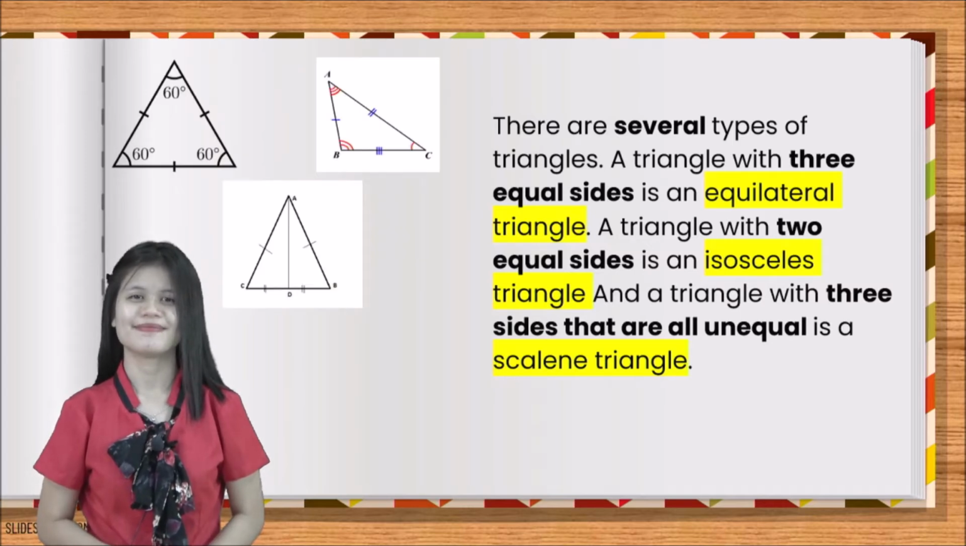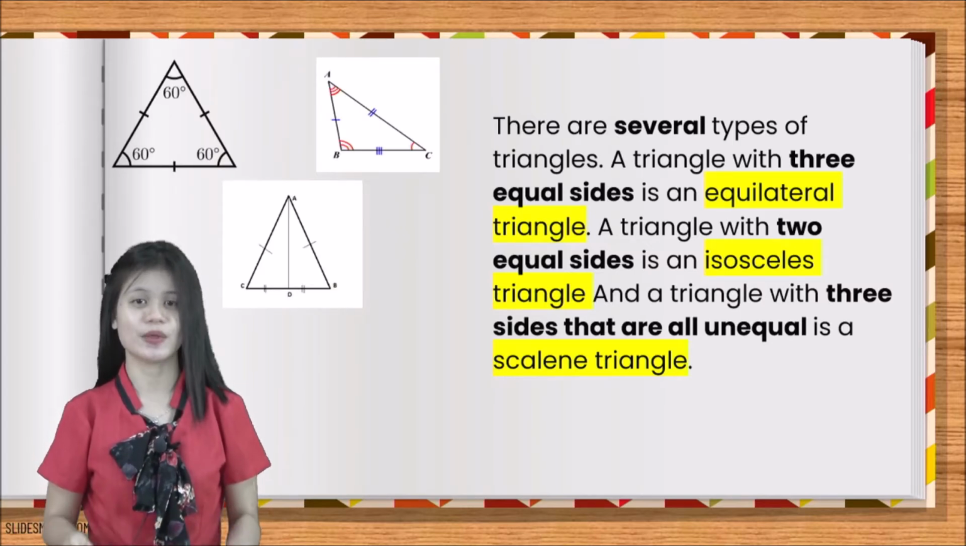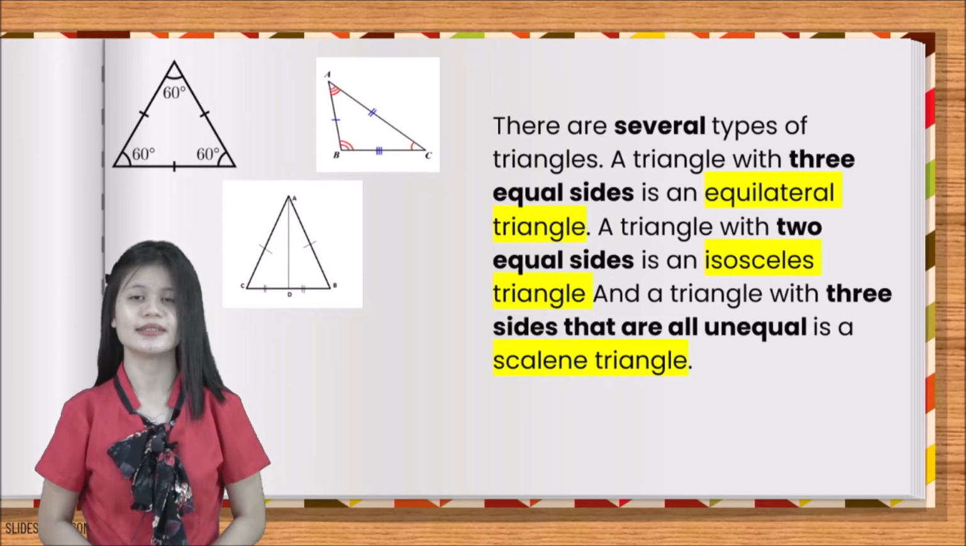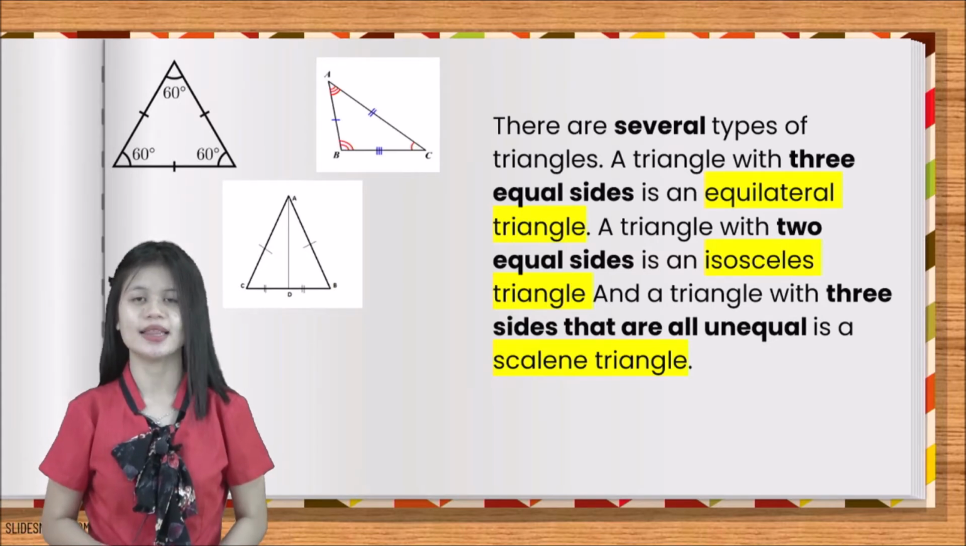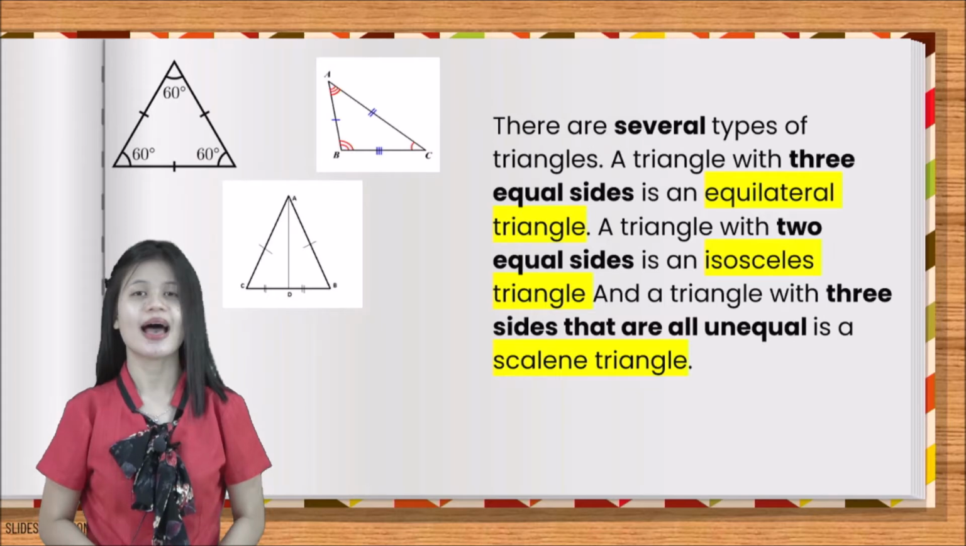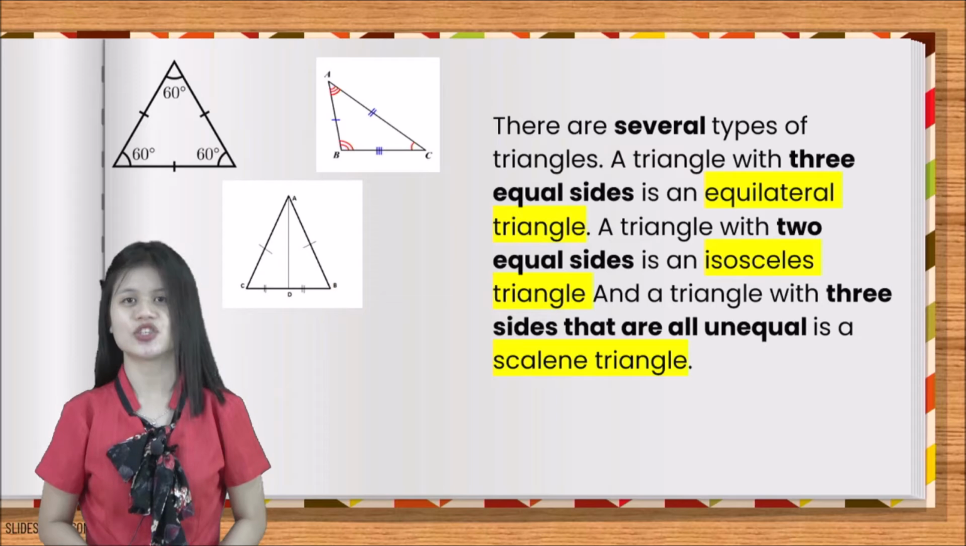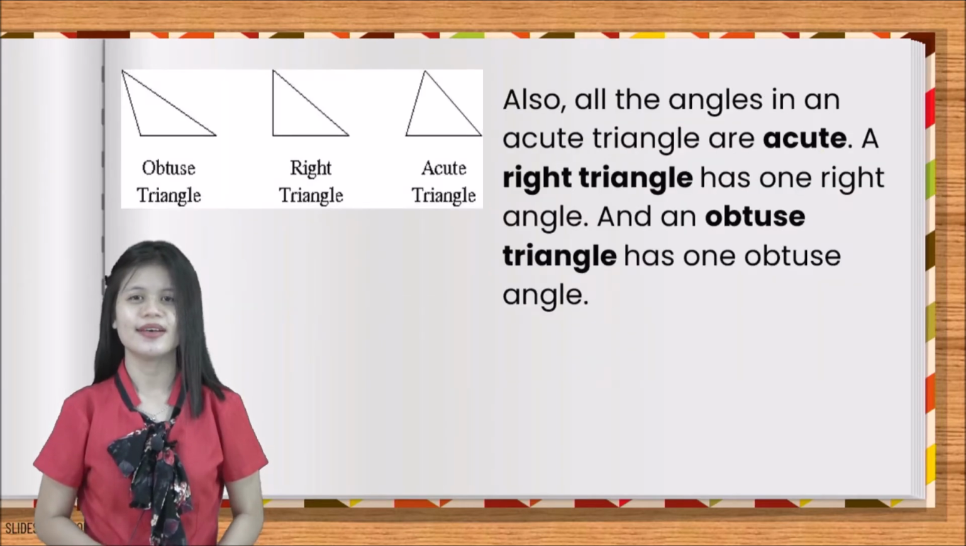Next. Alright, again, equilateral triangle, isosceles triangle, scalene triangle. Can you read after me again? Equilateral triangle, isosceles triangle, scalene triangle.